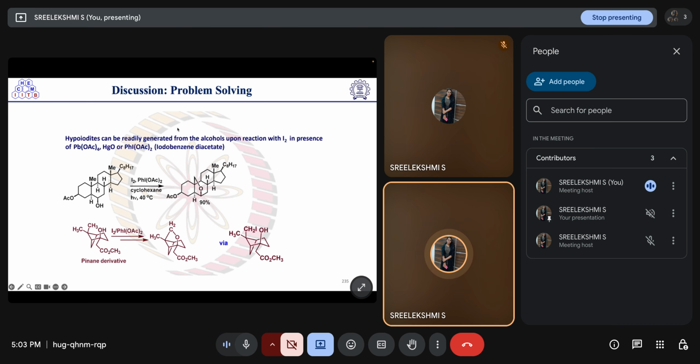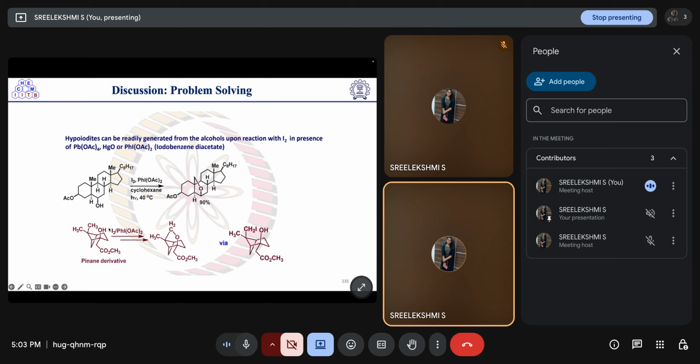Then another example here is that hypoiodites can be readily generated from the alcohols upon reaction with iodine in the presence of lead tetraacetate, mercuric oxide or phenyl iododiacetate. So what has happened? This type of compound upon treatment with iodine and phenyl iododiacetate, what is happening? Firstly, this bond will cleave and this O radical will form here. Then that will abstract a proton from this delta position, that is from this methyl group, and the two radicals will combine to form this kind of intermediate.